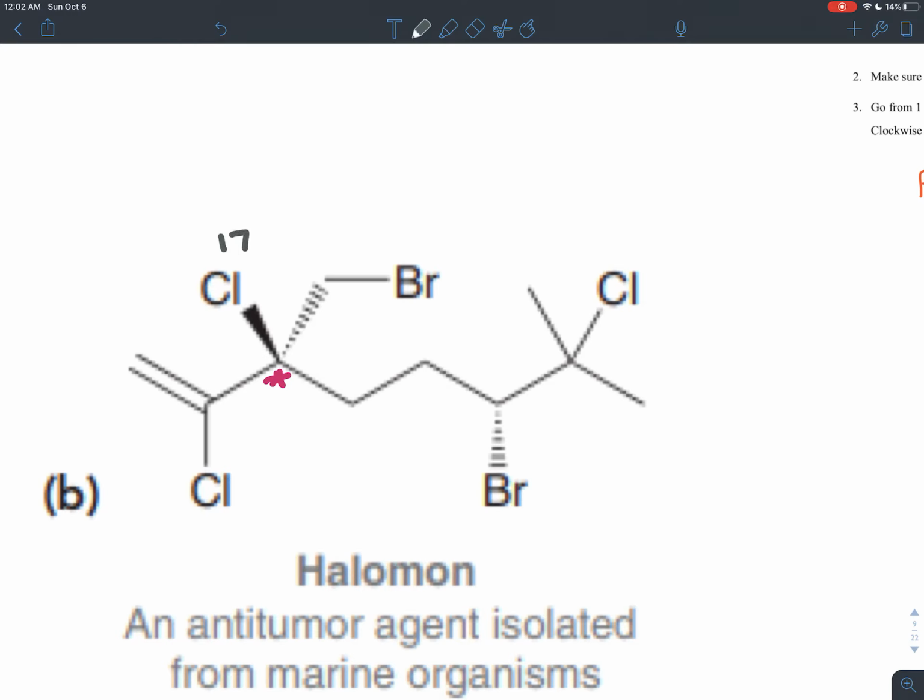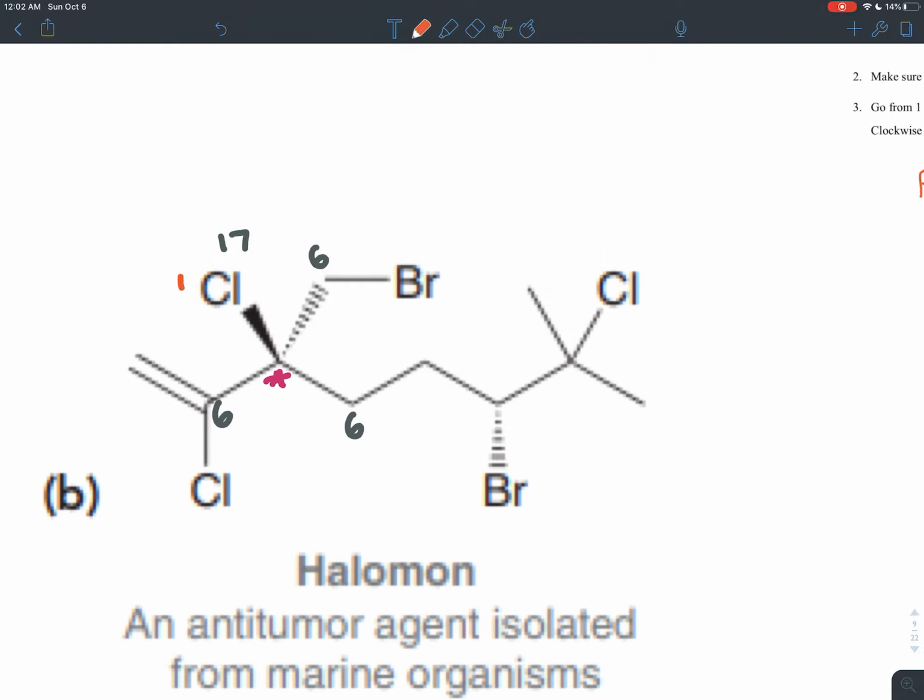The atomic number for bromine is 35. Oops, sorry. When you are assigning these priorities, you're thinking very locally, so you're just thinking about the atom that's immediately attached to the chiral center. So the one that's attached here is actually the carbon, and the atomic number for that is 6. To the right, we have another carbon with an atomic number of 6, and to the left, another carbon with an atomic number of 6.